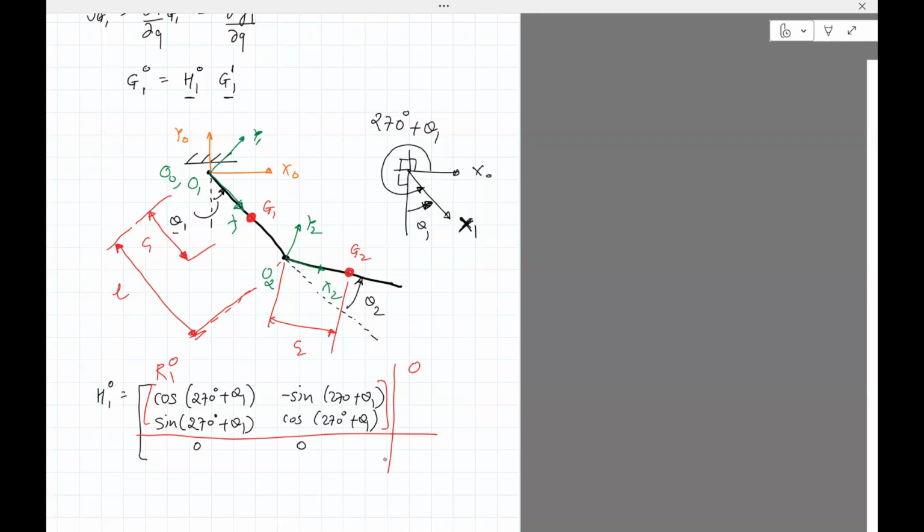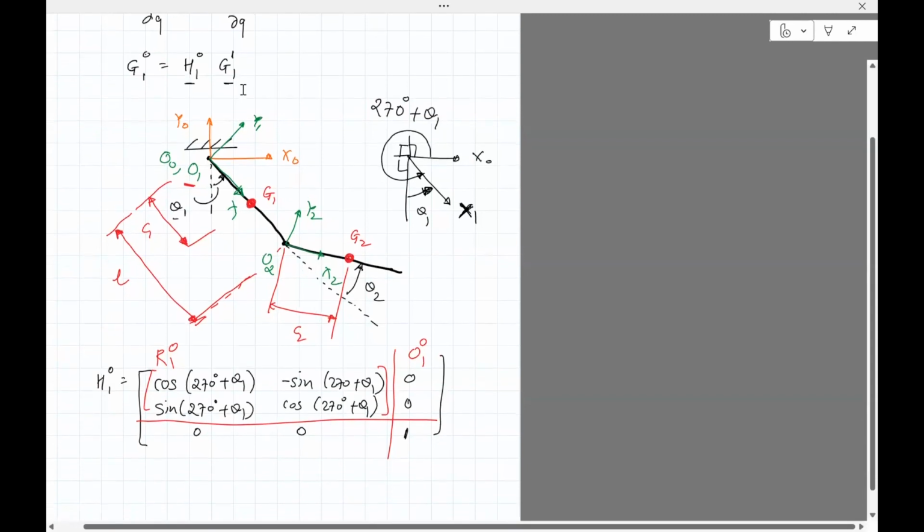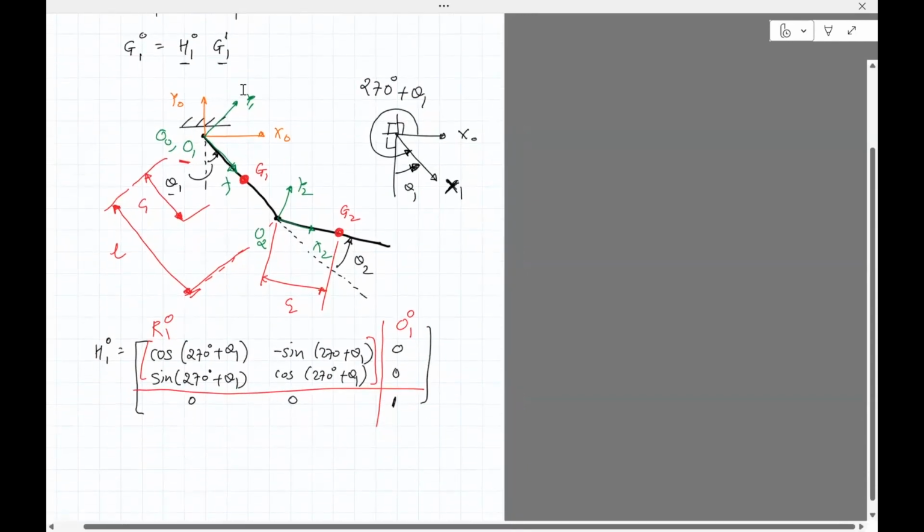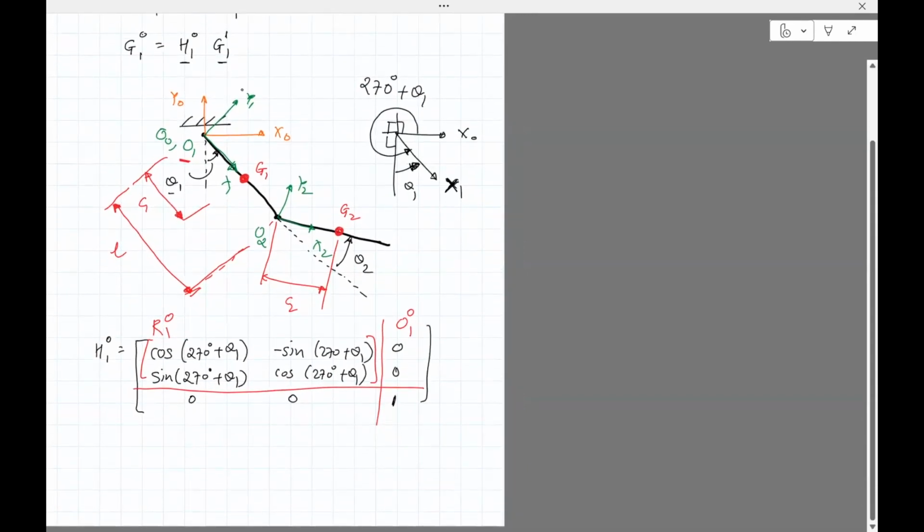I also need to write the position of frame 1 with respect to 0. What is that? That's basically this point, and you can see that point is fixed at the origin. So the coordinate of that would be 0, 0, and then this 1 is the placeholder. So that gives us H1.